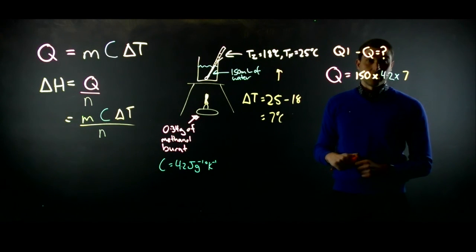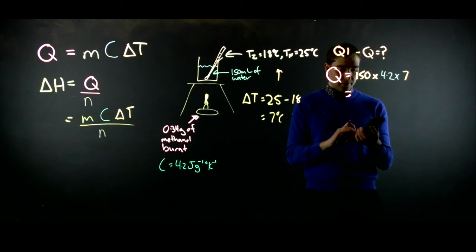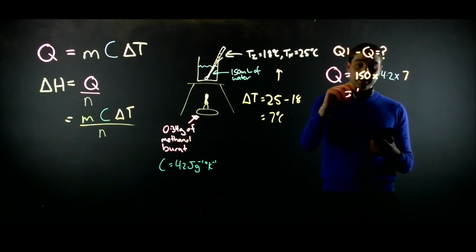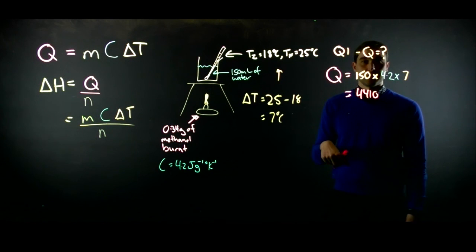7 degrees Celsius is 7 degrees Kelvin. So let's calculate the answer. So I put it in my calculator, 150 times 4.2 times 7, and that's 4,410. Now the question is, that's my quantity, but what's my unit?